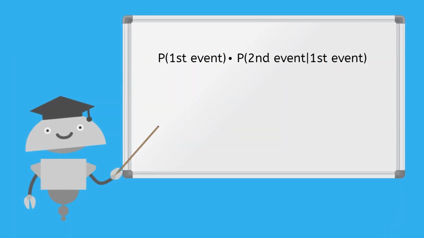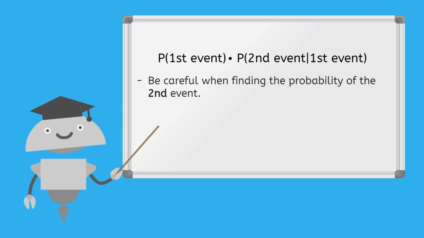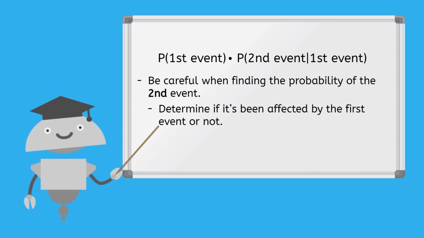When it comes to the compound probability of 2 events, ultimately you're just multiplying the probability of each event together. You need to make sure that you're careful when finding the probability of the second event, because you have to determine if it's been affected by the first event or not. Be careful and take your time on your practice.